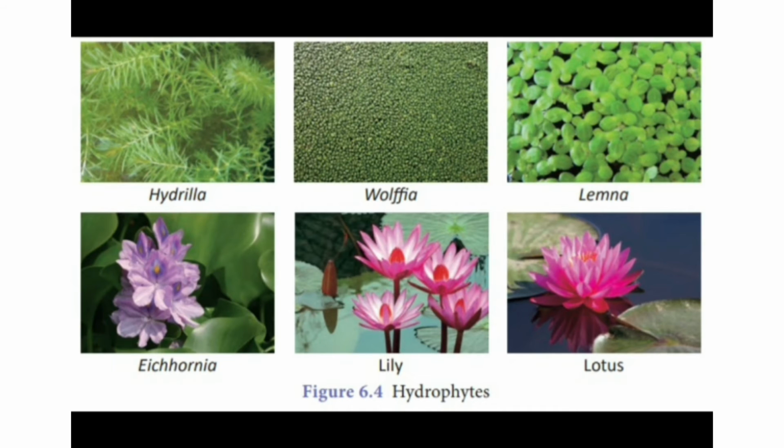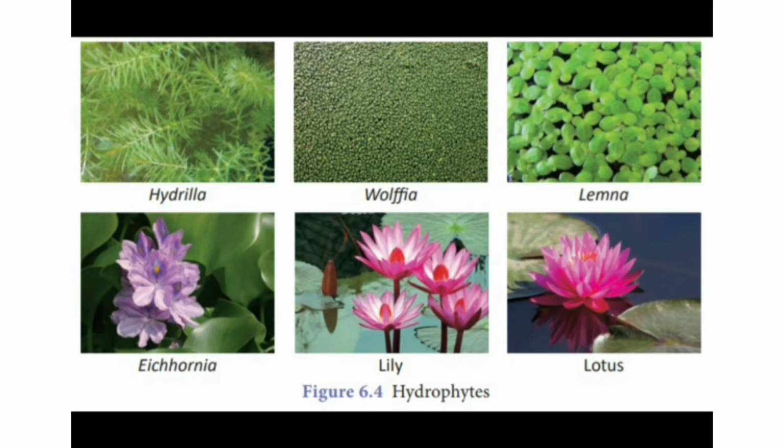The leaves of submerged plants like Hydrilla are very long, narrow and sometimes ribbon shaped. Such leaves allow the water to pass through them very easily. This is a picture of a combination of different types. Here you can see Hydrilla, Wolffia, Lemna, lily, lotus and many more.